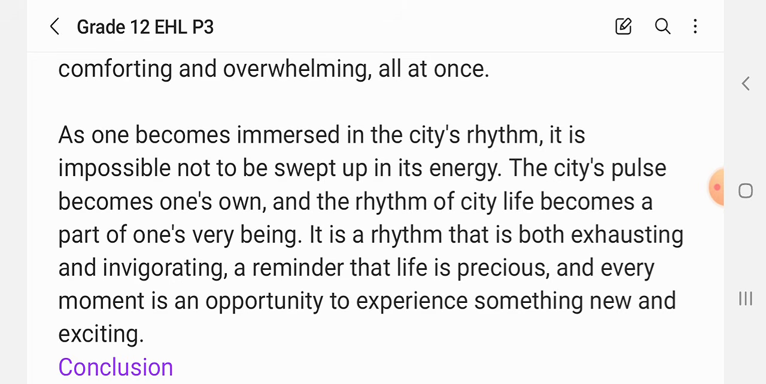And then, as one becomes immersed in the city's rhythm, it is impossible not to be swept up in its energy. The city's pulse becomes one's own, and the rhythm of city life becomes a part of everyone's very being. It is a rhythm that is both exhausting and invigorating, a reminder that life is precious and every moment is an opportunity to experience something new and exciting.